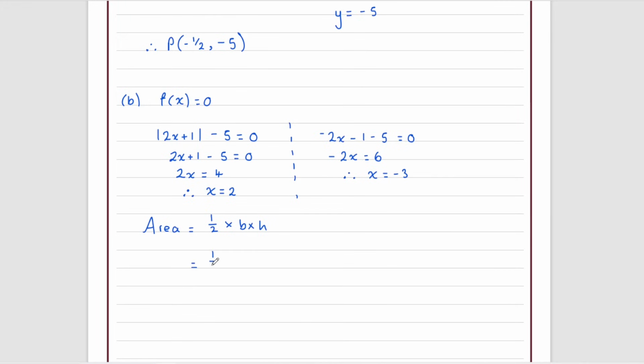We get a half times 5 squared, which gives us 25 over 2 there. We weren't given any units, so if you want, you can put units squared, but you wouldn't be penalized. I'll just put it anyway. So 25 over 2 units squared there. That gives the area then of the shaded region R, and that gives us the solution to question 6.